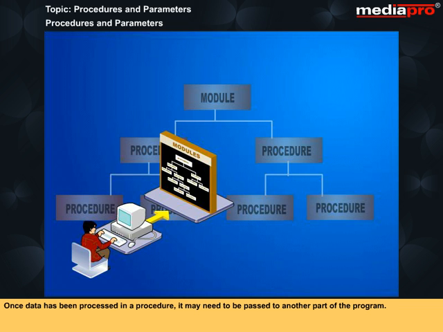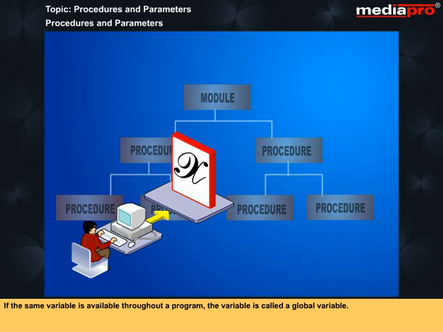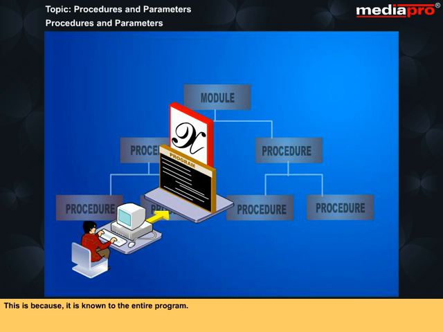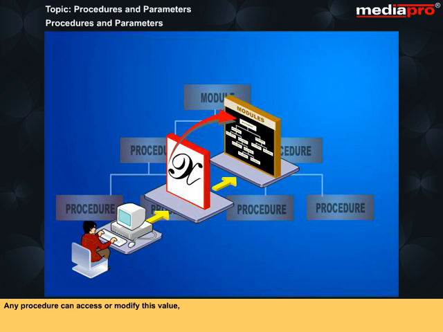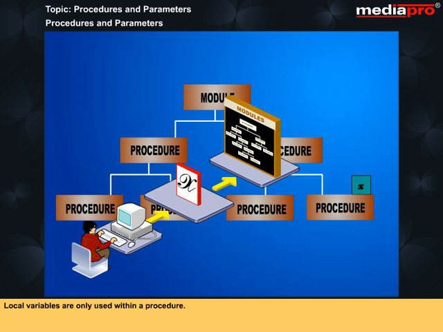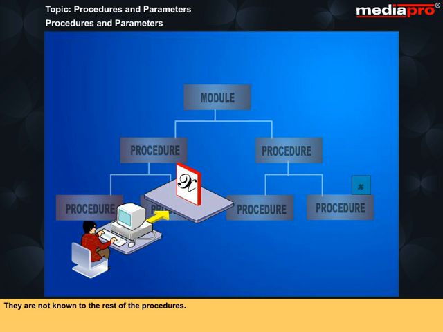Once data has been processed in a procedure, it may need to be passed to another part of the program. If the same variable is available throughout a program, the variable is called a global variable. This is because it is known to the entire program. Any procedure can access or modify this value, and it will be reflected in all the procedures. Local variables are only used within a procedure. They are not known to the rest of the program.